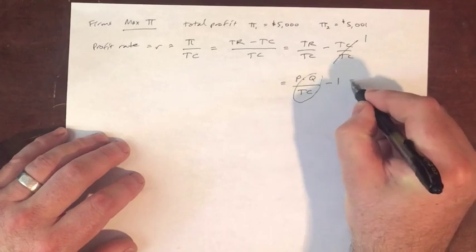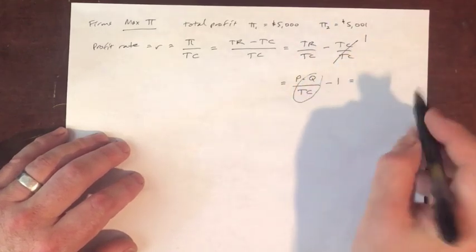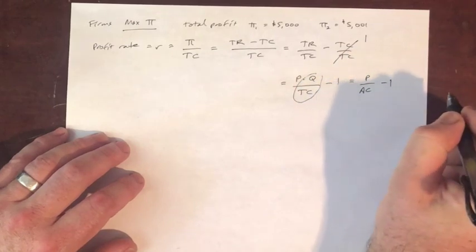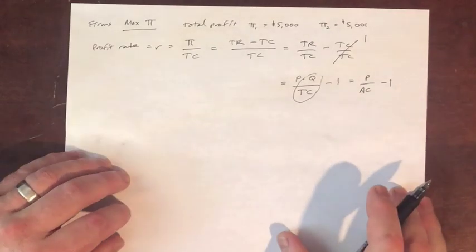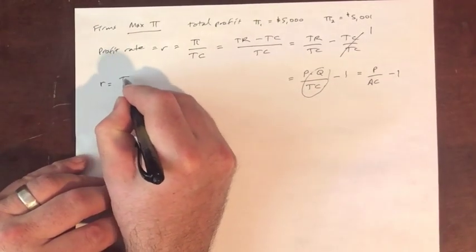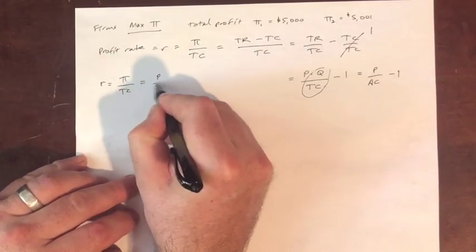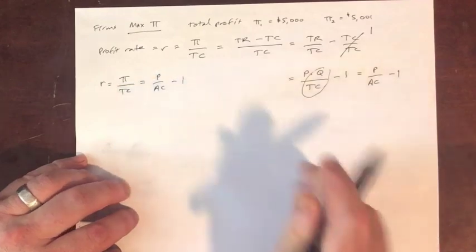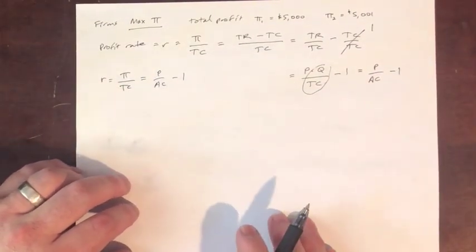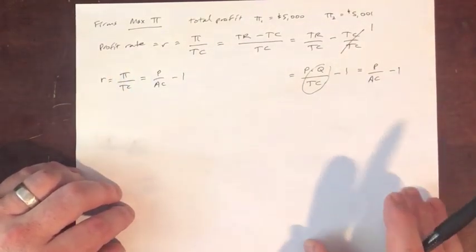Okay, so this gives us our alternate formulation, okay? Instead of this, we can go price over average cost minus 1. Okay, so these are our different ways to formulate the profit rate. We can say it's equal to total profit over total cost, or alternatively, price over average cost minus 1, right? The alternative formulation might be convenient at certain times, or the traditional formulation might be more convenient.